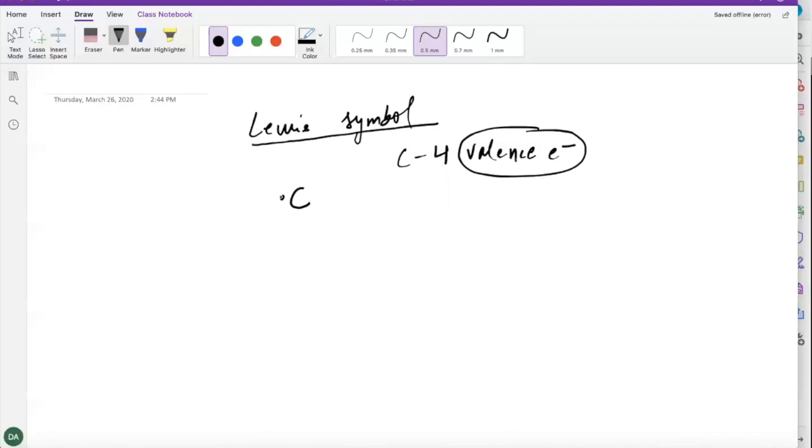And this is how you show electrons, guys. You can show it like this as well. That does not make any difference. You'll see how at different times it's better to draw it one way than the other.